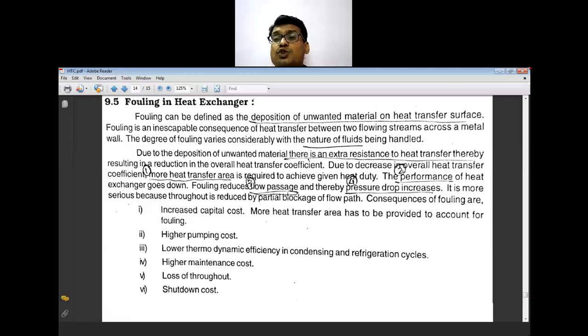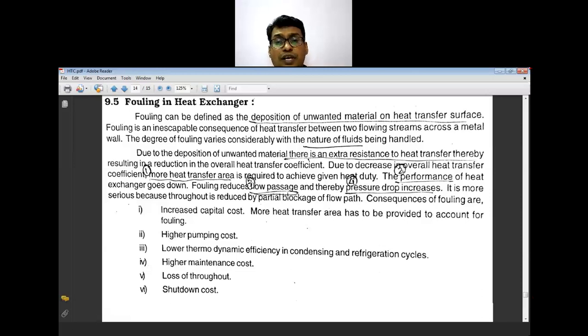So these are the different reasons why one has to avoid this unnecessary deposition, and understand the reasons behind it, because of different salts, algae, whatever the reason it may be. But they add extra cost. It requires higher heat transfer area, the performance of the heat exchanger goes down, the flow passage area is reduced, and pressure drop is increased. As the pressure drop increases, you require more pumping cost.